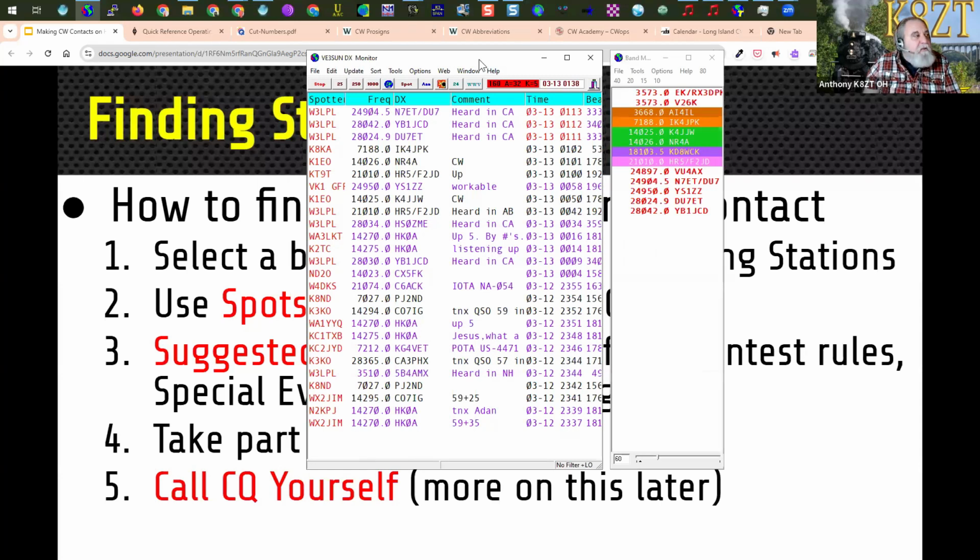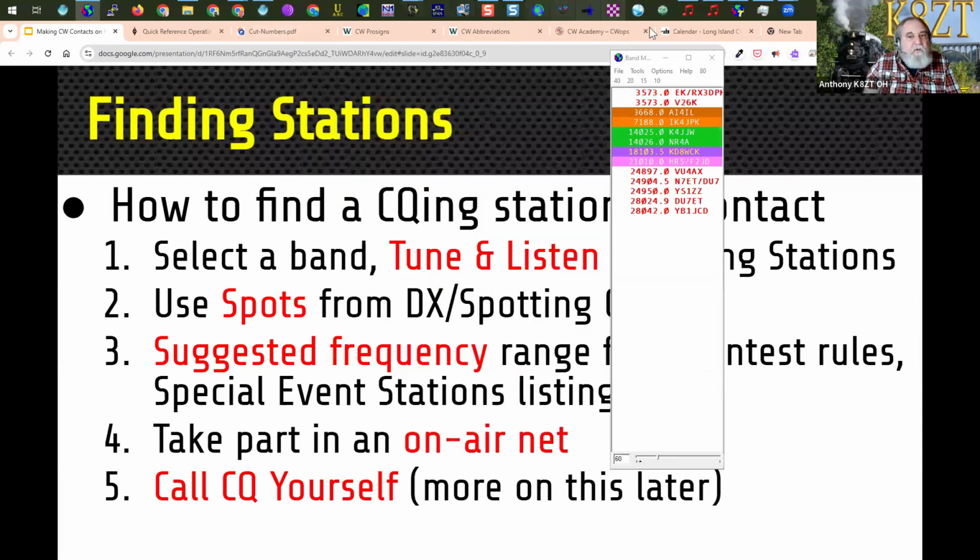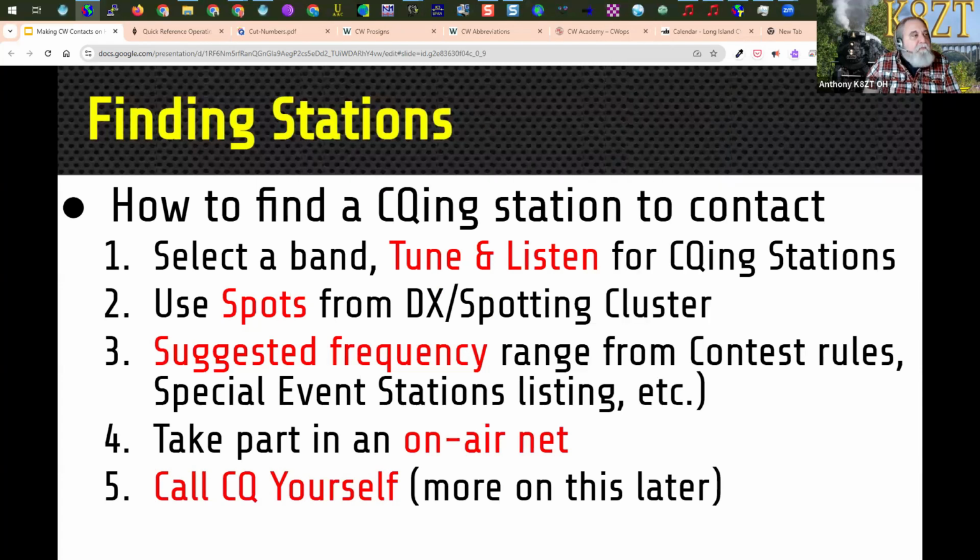Now, one of the things that's very interesting on your DX cluster and on your spotting clusters is that with phone, someone has to put the information there. On CW, there are automated stations called the Reverse Beacon Network that are listening around the world. Anytime they hear a station call CQ or QRZ, they will take that information, decode it, and then post it to the Reverse Beacon Network cluster. So the spotting on CW is a lot more efficient and a lot more prolific than it is on phone.